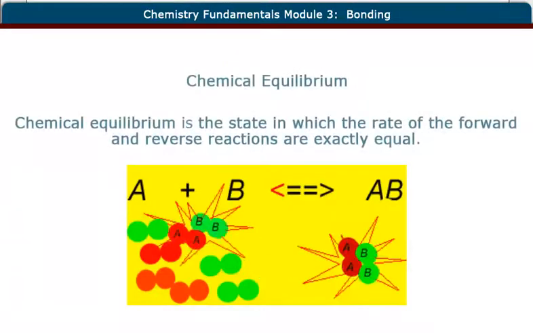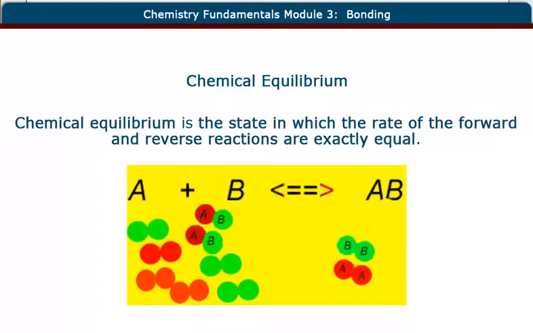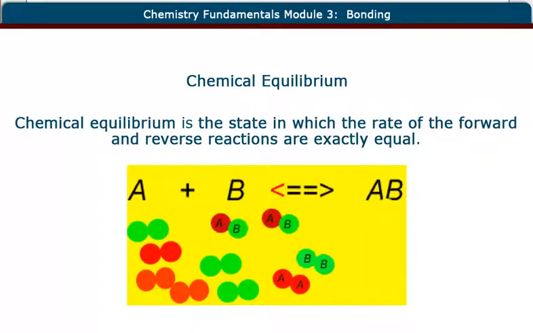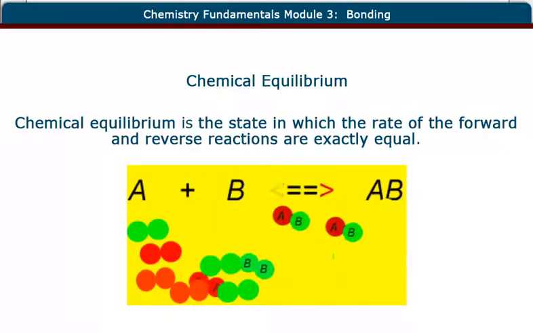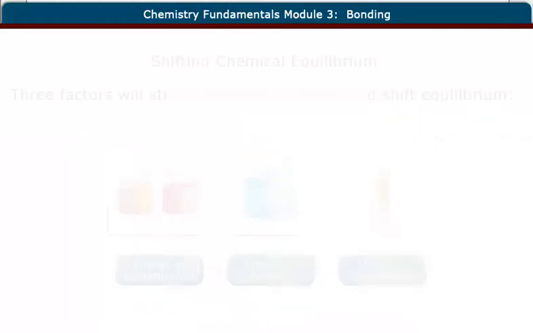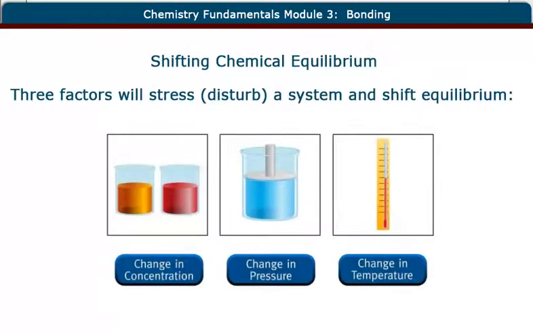Chemical equilibrium is the state in which the rates of the forward and reverse reactions are exactly equal. 3 factors will stress or disturb a system and shift equilibrium: change in concentration, change in pressure, for gas systems only, and change in temperature.